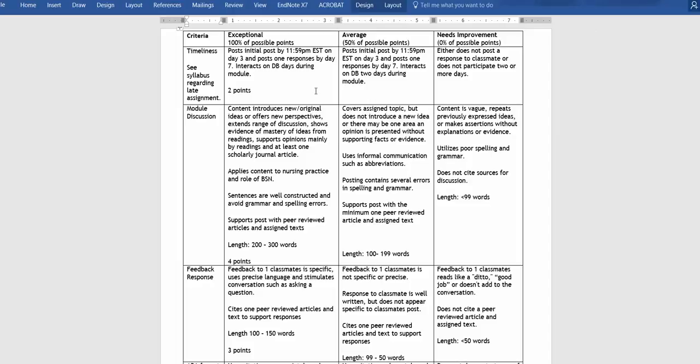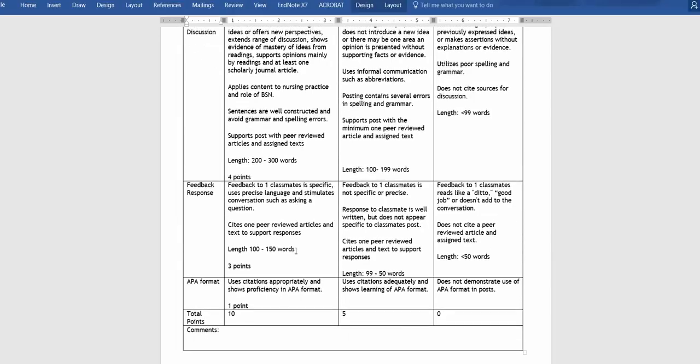So the first one here says that you post your initial response by 11:59 Eastern Standard Time by day 3, and then post 1 response by day 7. So just your interaction on the discussion board that we require, that's how many possible points you can get. And then the module discussion gives you an outline of what we expect to see and the average length of your response. Because, again, we want to make sure it's substantial and not just, this is a great question, I enjoyed looking at this article, or I'm just making that up.